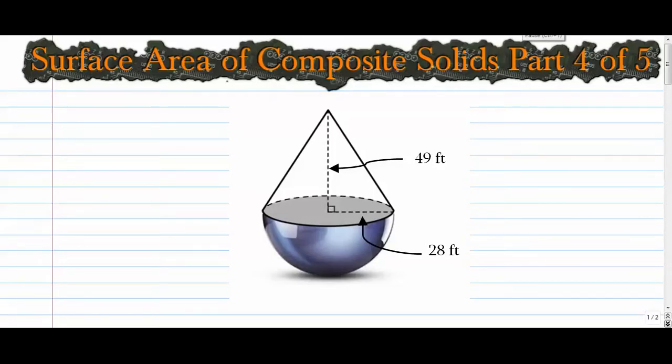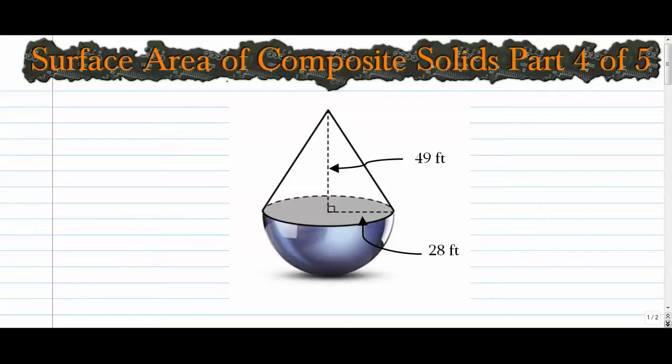Part 4, surface area of composite solids. So here we go. We're looking at our 4th video in this line. We're going to do 2 examples in this video and 2 examples in the next video for a total of 10 unique examples of surface area. As I mentioned many times before, surface area is a little bit more challenging than volume of composites.